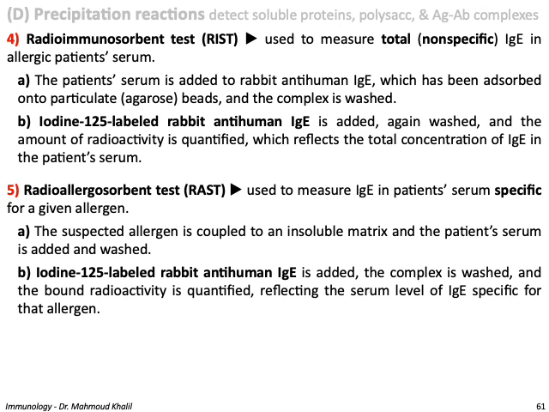So basically, in these two techniques, the labeled rabbit anti-human IgE will bind to IgE if it's present. If it's not present, it will be washed away. If it's present, it will release radioactivity, and we can quantify this radioactivity to know how much IgE is there.